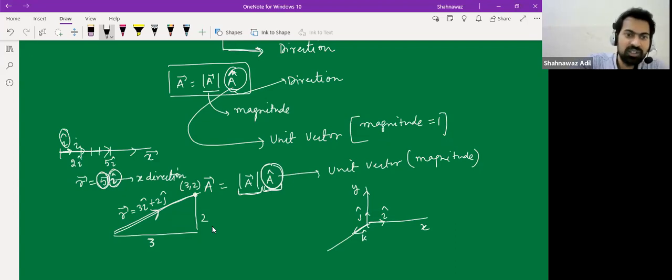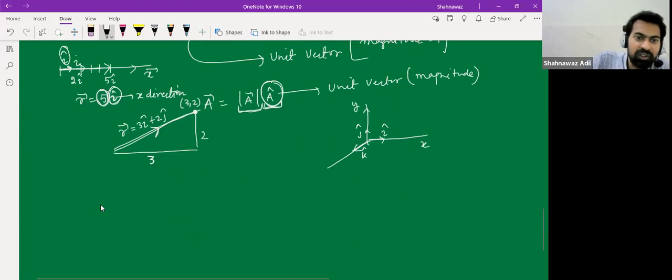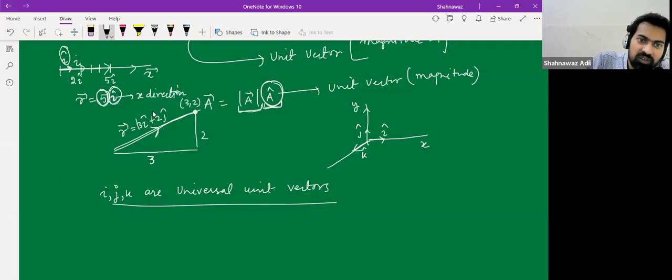So this is how you represent the unit vector. These i, j, k are the conventions, right? And they are called the universal unit vectors. So from here we can see that we can write any vector in the form of these universal unit vectors.